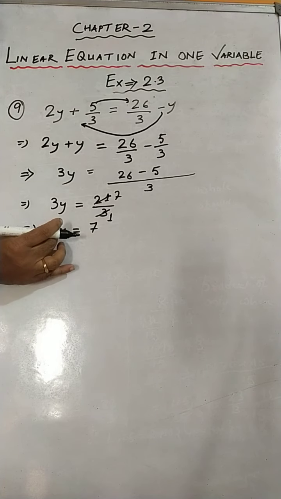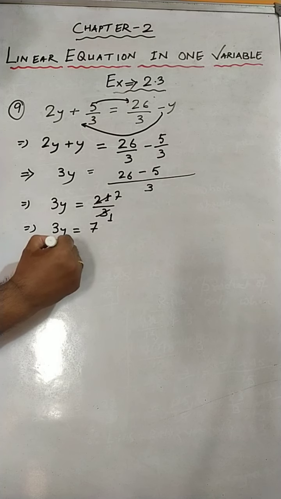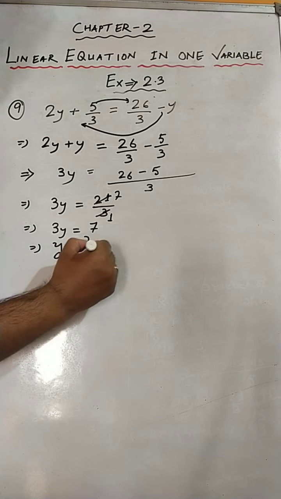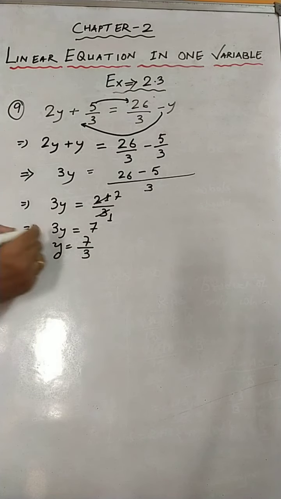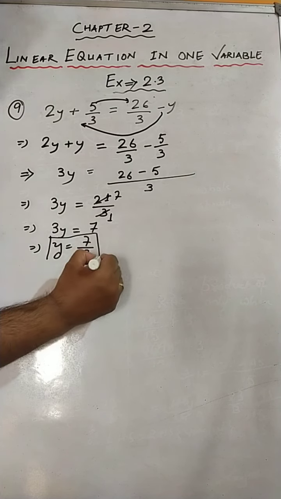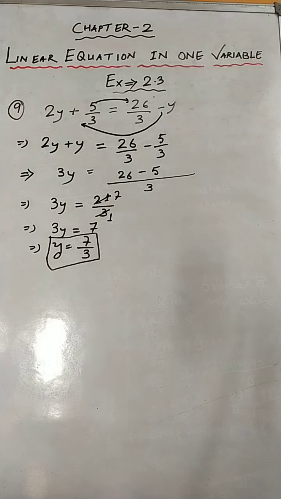Now finally we'll take this 3 towards this side. The value of y would be 7 upon 3. So now we have to check this answer, that is, whether y equals 7 by 3 is satisfying the equation or not. That is, both the sides are carrying the same answer or not.